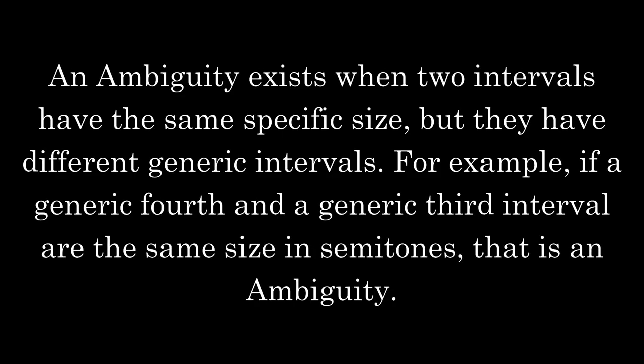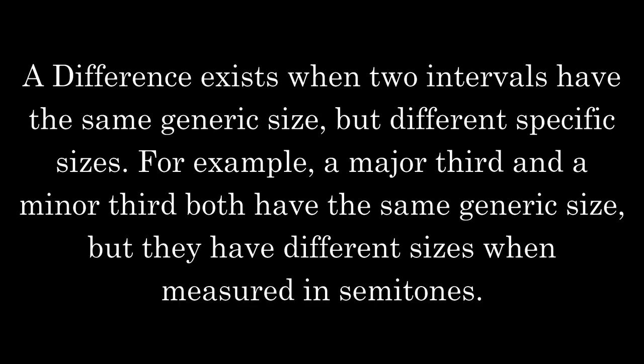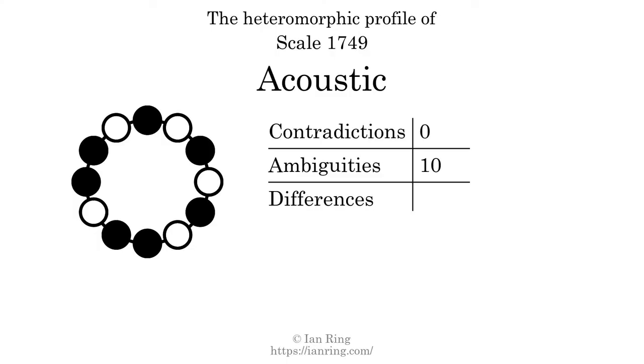An ambiguity exists when two intervals have the same specific size, but they have different generic intervals. For example, if a generic fourth and a generic third interval are the same size in semitones, that is an ambiguity. The number of ambiguities in this scale is 10. A difference exists when two intervals have the same generic size, but different specific sizes. For example, a major third and a minor third both have the same generic size, but they have different sizes when measured in semitones. The number of differences in this scale is 72.